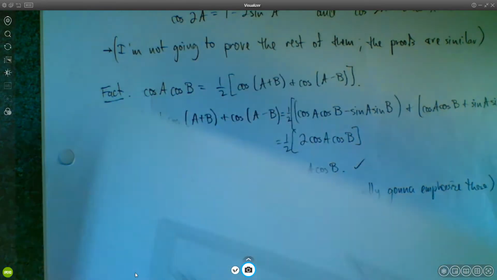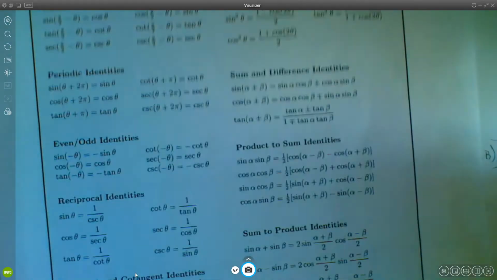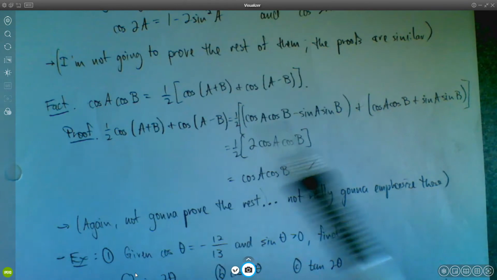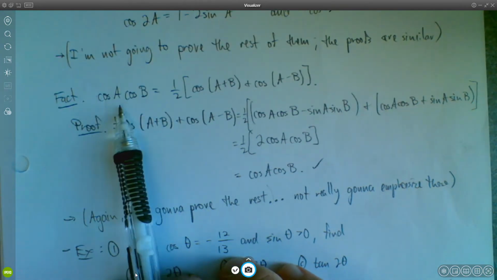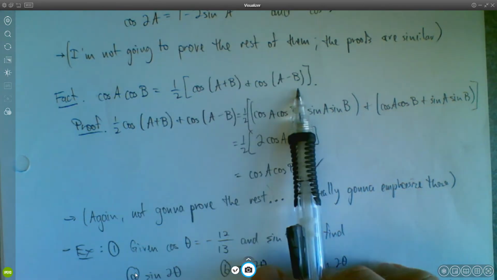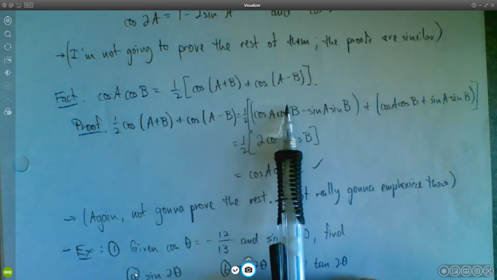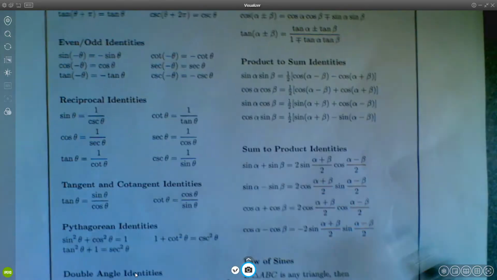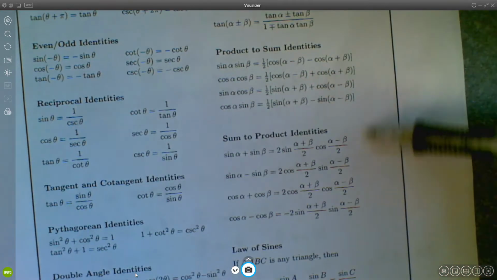As for the product to sum, this is a product, cosine A times cosine B, and you can turn that into a sum where you're looking at cosine of A plus B and cosine of A minus B instead, and this is the formula that does it. Here are all of the product to sum identities.